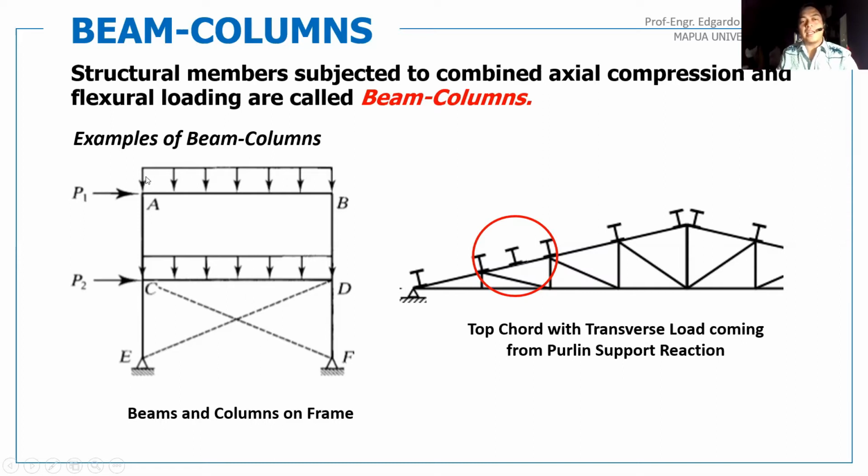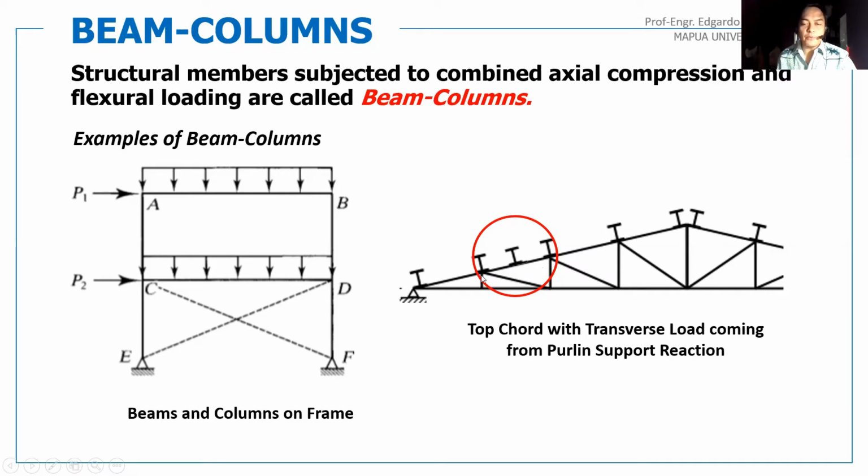Basically, columns and beams, especially in a moment resisting frame, are considered beam columns. Another example that you can see from this figure, on the right side, is a top chord with transverse load coming from the purlin support reaction. This is possible whenever the top chord carries a purlin which is applied not at the joint. For this one in the encircled figure, we have a purlin placed at the middle of the top chord.